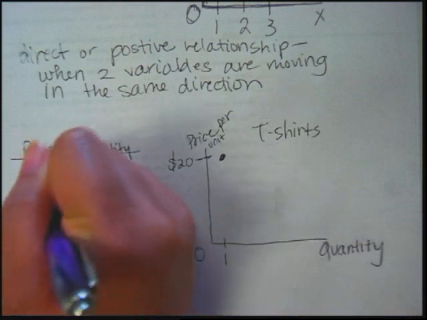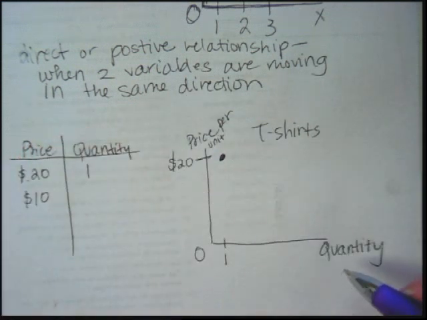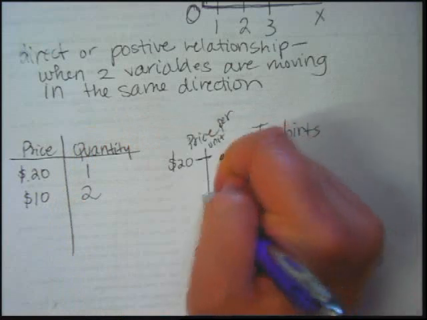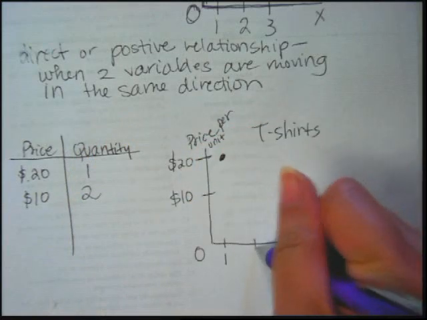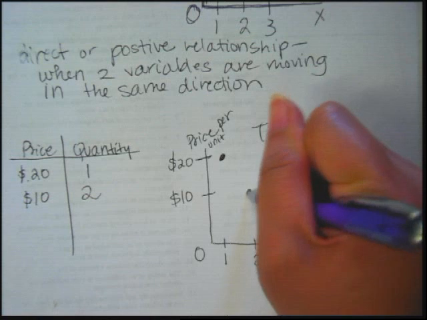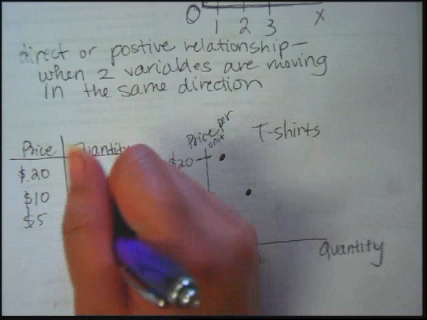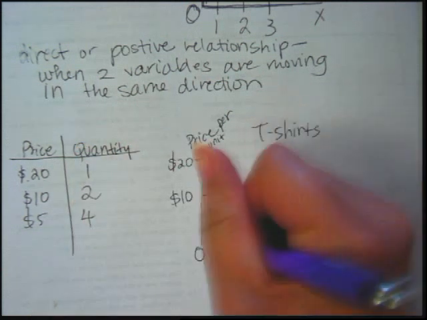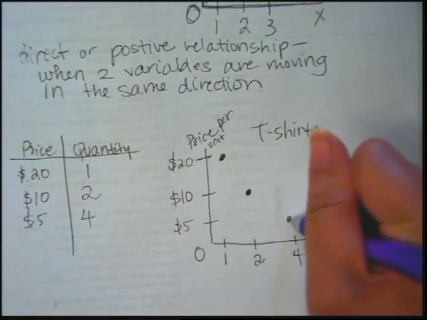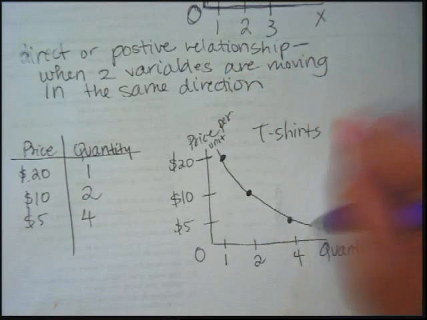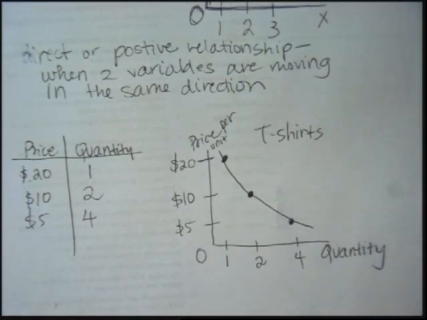Okay, if they were $10, how many could you buy? 2. So at $10, you can buy 2 t-shirts. That's represented by that point right there. And if they were on sale for $5 a piece, you could buy 4. So here's 4, here's $5. And then if you connected the dots, our line looks downsloping, right? Downward sloping to the right.